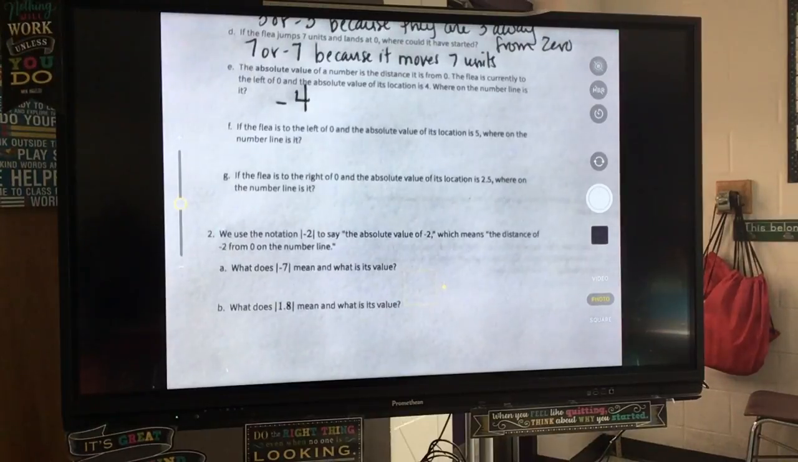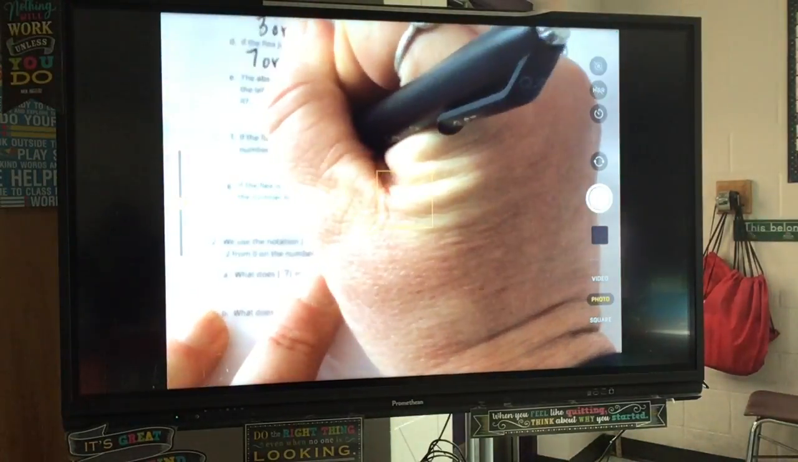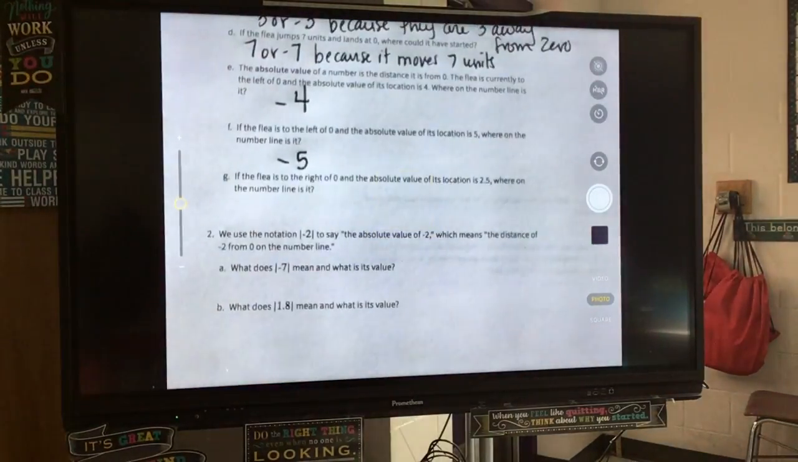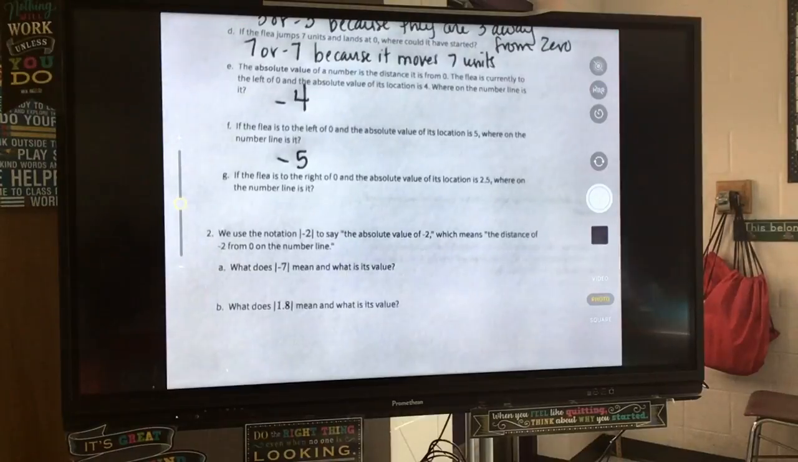Alright, Juan, where is it located? At -5. How do you know? Because it said to the left of 0. Right, so the left of 0 and the absolute value is 5. Alright, if the flea is to the right of 0 and the absolute value of its location is 2.5, where on the number line is it?